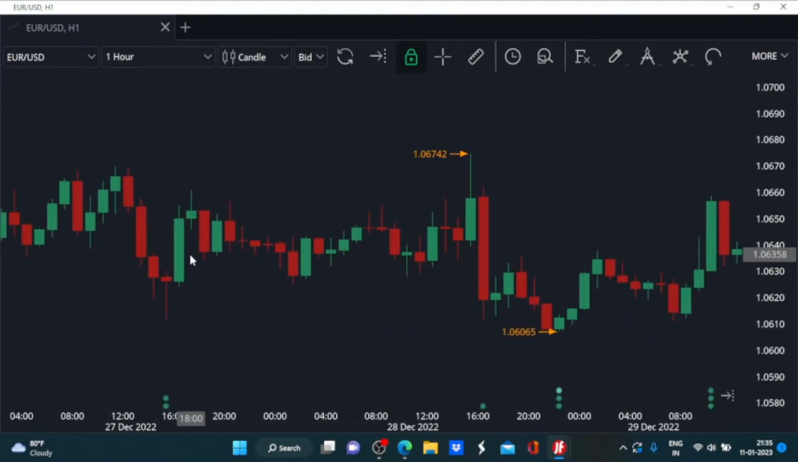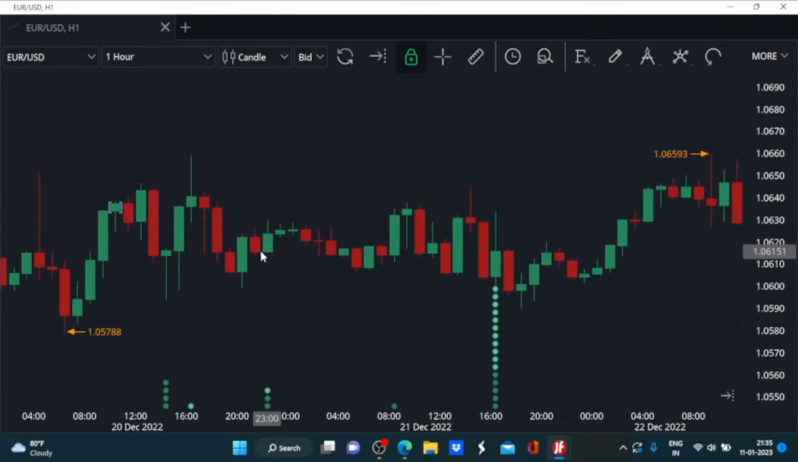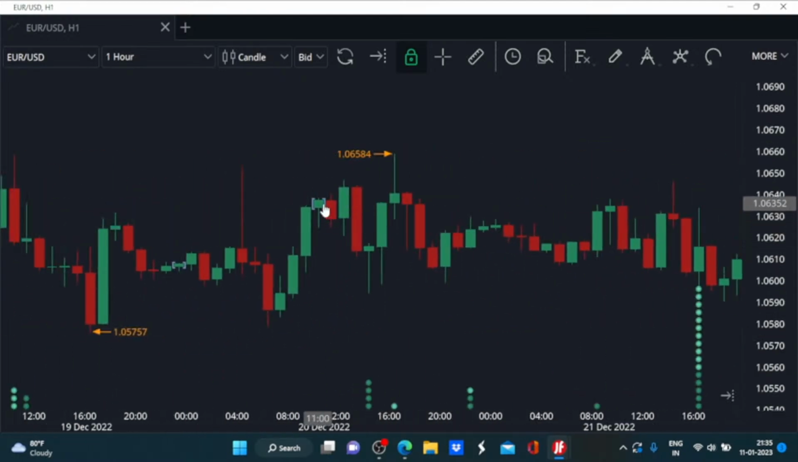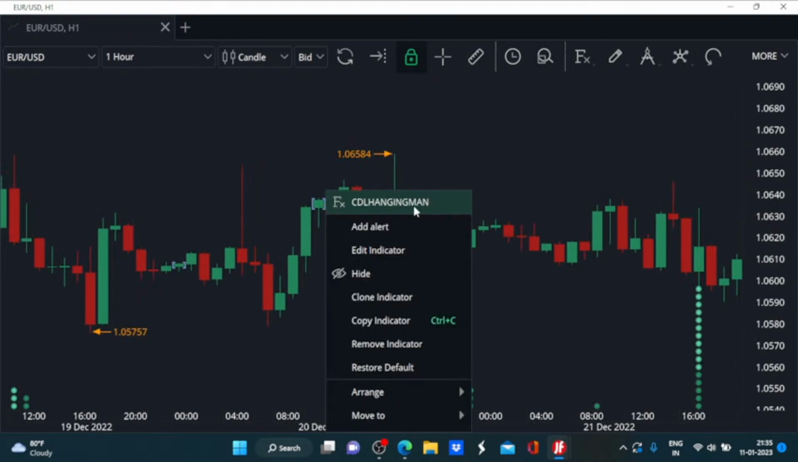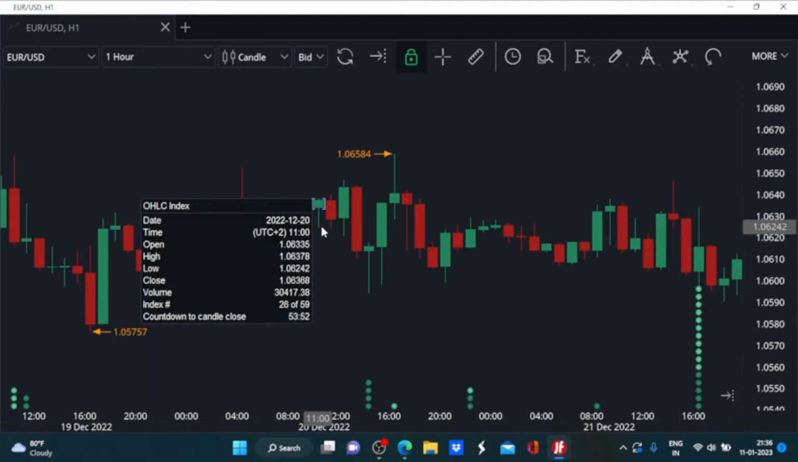In EUR/USD, it doesn't appear to have formed that much in recent times. Here it is, let me check. Yes, it is also the Hanging Man. Now in this scenario, if we look at the shadow of this particular candle, it is almost around the same levels, the kind of volatility which we have seen in the prior candle. So that makes it more reliable.